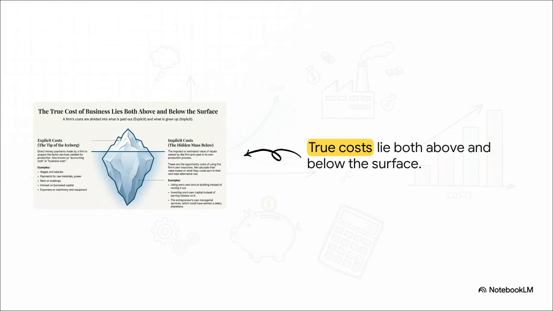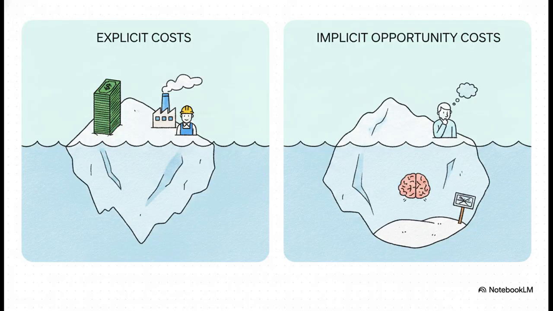Think of business costs like a massive iceberg. The visible tip is really just a fraction of the story. If you're only paying attention to what's above the surface, you are missing a huge, dangerous piece of your financial reality. Up above the water, you've got explicit costs. These are your direct, out-of-pocket money payments, paying salaries, renting a building, buying raw materials. Basically, your accounting costs.